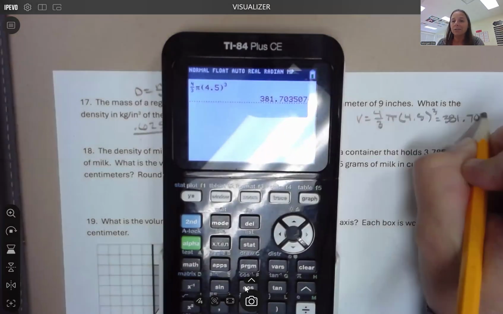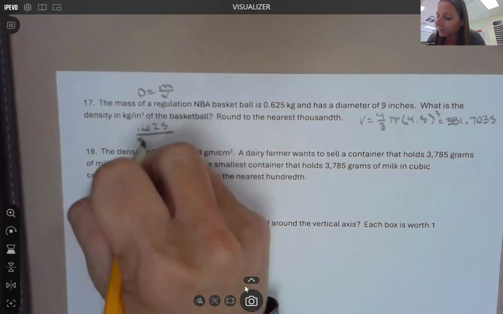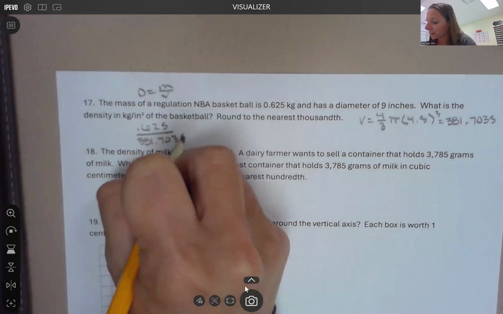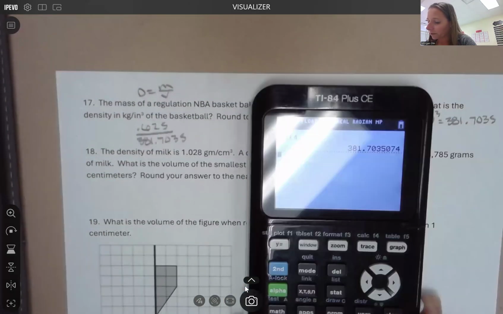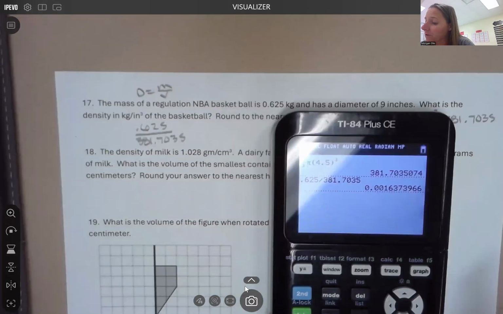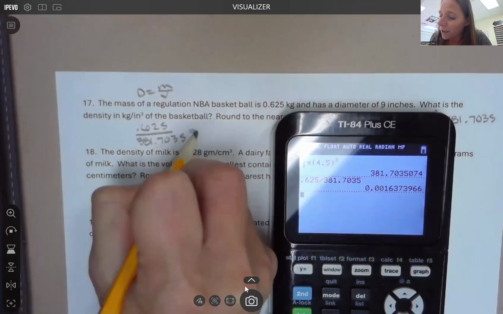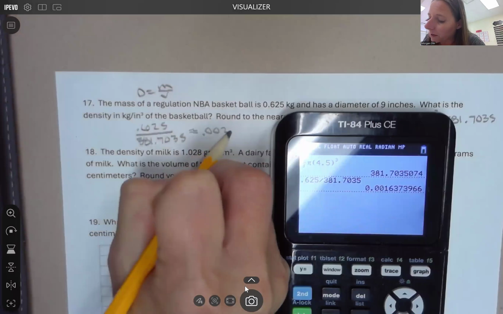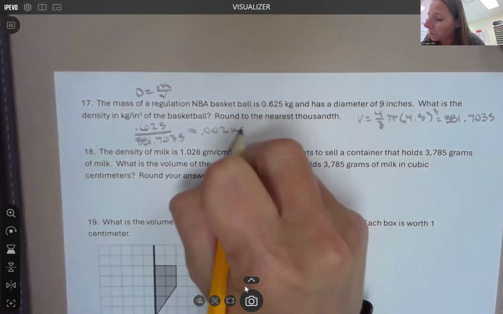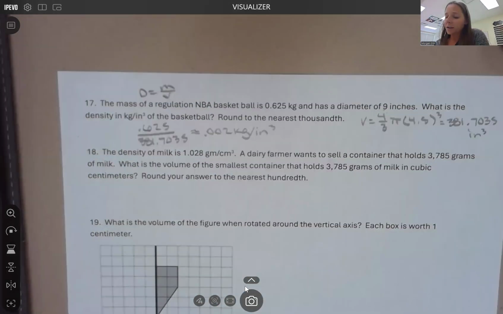All right, because that's not my final answer yet. And now I can plug this in, 381.7035. All right, so now I can find the density, 0.625 divided by 381.7035. And look here, to the nearest thousandth, that's 3 decimal places. So that 6 is going to change that to a 2. So this is approximately 0.002. And if you want dimensions, it would be kilograms per inches cubed because the volume would be in inches cubed over here.